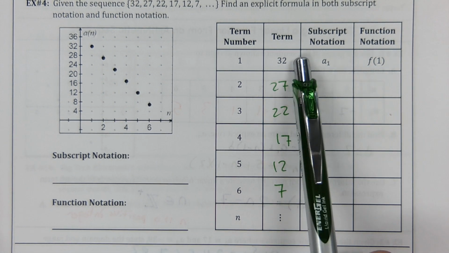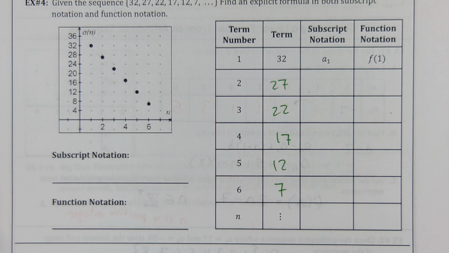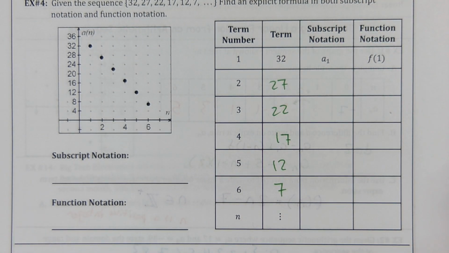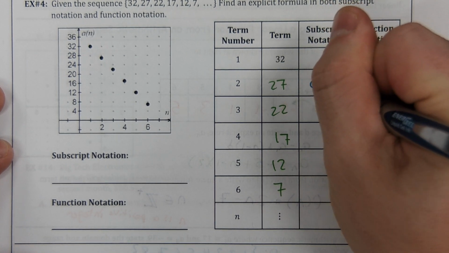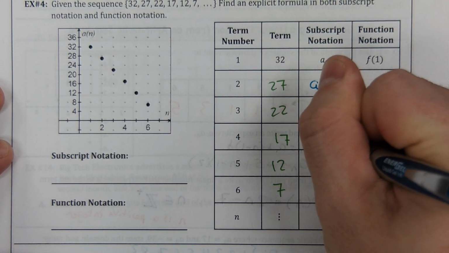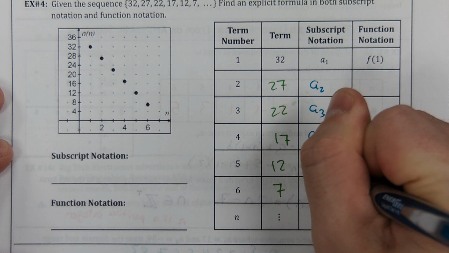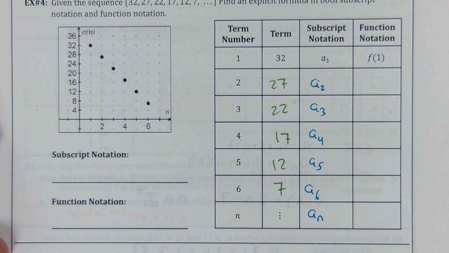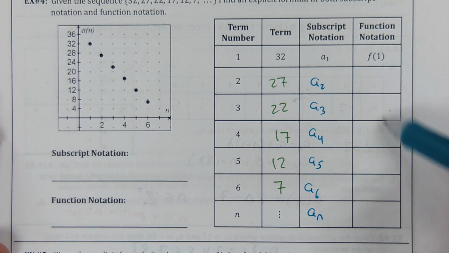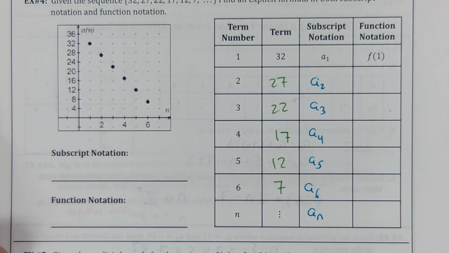So if this is a sub 1, that makes this one a sub 2. Are you saying a sub? A sub 1. Sub, like subscript, a sub 1. This is a sub 2, a sub 3, a sub 4, a sub 5, a sub 6, and they never have to come to an end. So guess what's going to be over here? F of. Yeah.